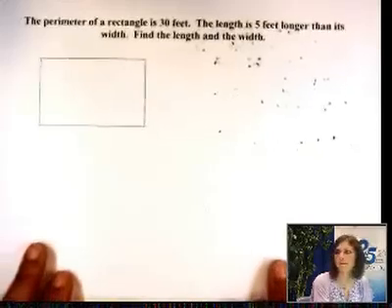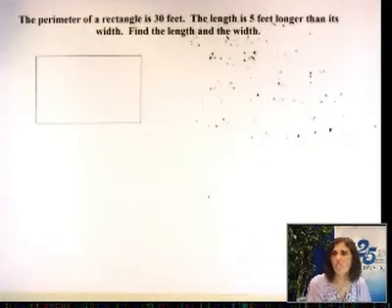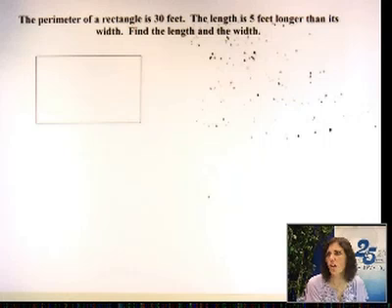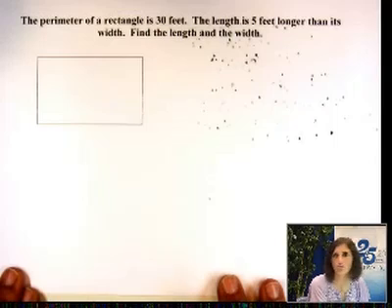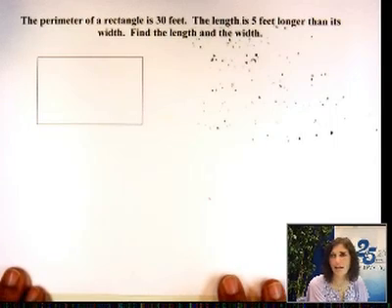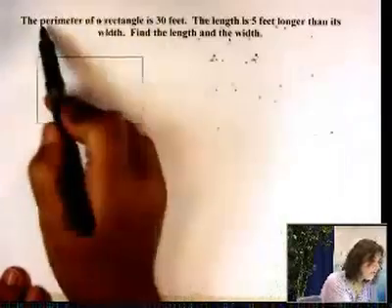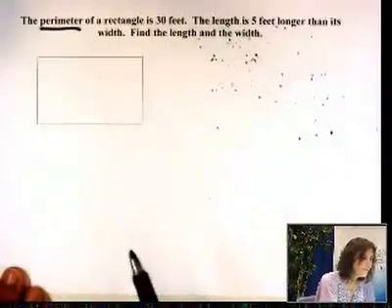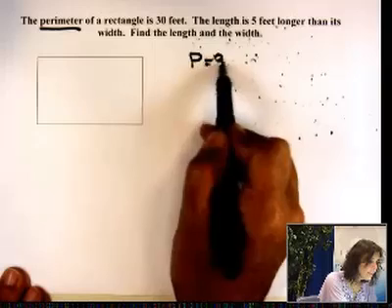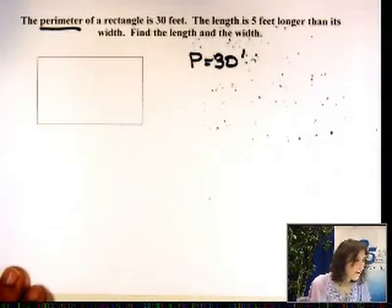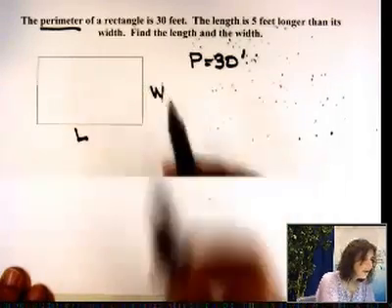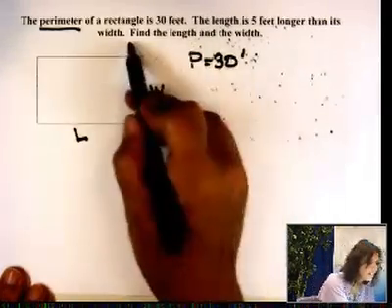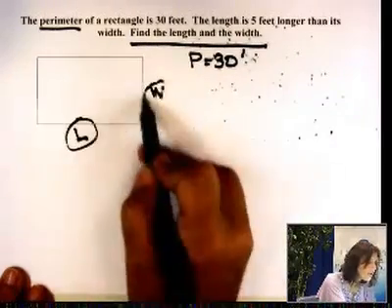Now, here's another problem. The perimeter of a rectangle is 30 feet. The length is 5 feet longer than its width. Find the length and the width. I automatically go and draw a rectangle, and I automatically label it. Perimeter, okay, that means all around. I can write it down: 30 feet. The length is 5 feet longer than its width. So we are talking about a length and a width. Here's the length and here's the width.